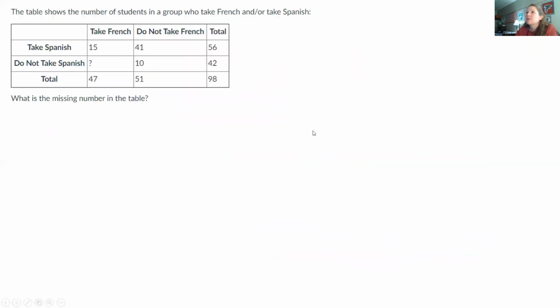All right, so the table shows the number of students in a class who take French and or take Spanish. So these are from your questions that you're going to have tomorrow on Tuesday about two-way tables. So basically, we're just trying to figure out what this missing number is right here. So how would we figure out what this number is right here?